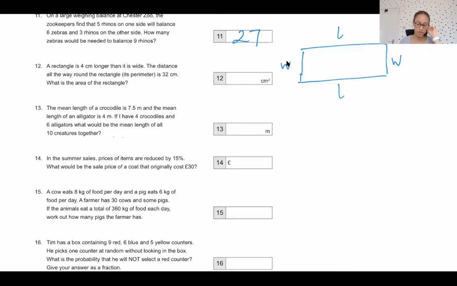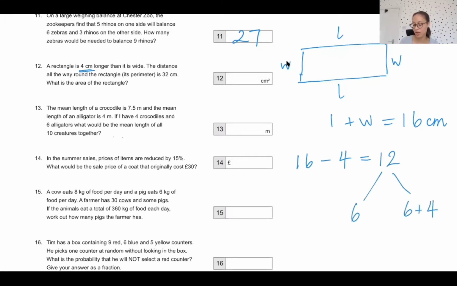So I'll do the perimeter divided by 2, which is 16. So 1 length and 1 width must add up to 16 centimeters. And the length is 4 centimeters longer than the width. So I'm going to do 16, take away 4, taking off the difference between them. That's 12. And to halve that number, and then add the 4 back on, add the difference back on. And therefore I get 6 and 10 as the length and the width.